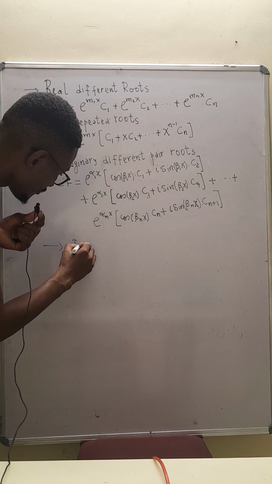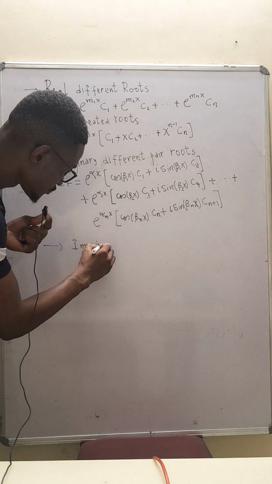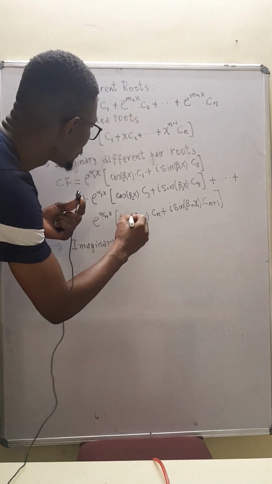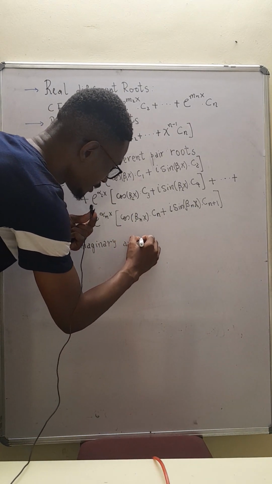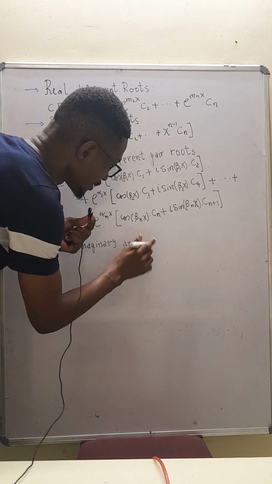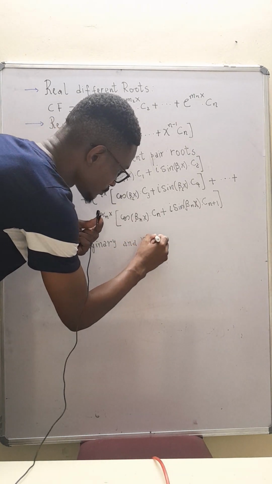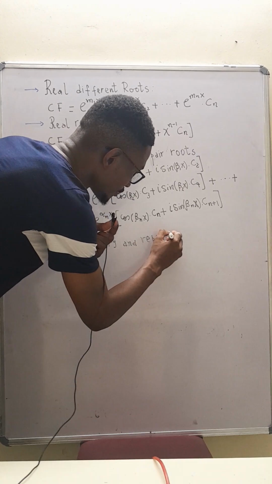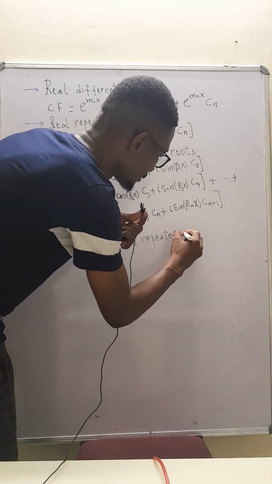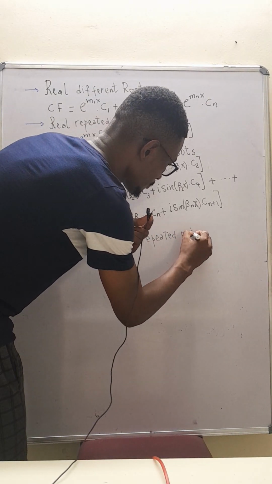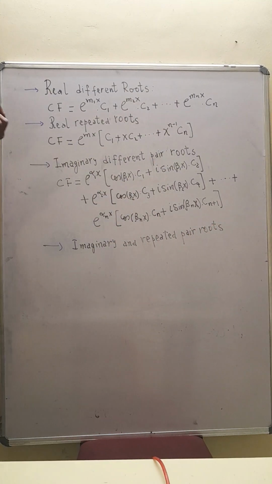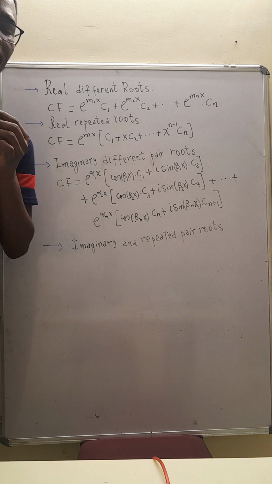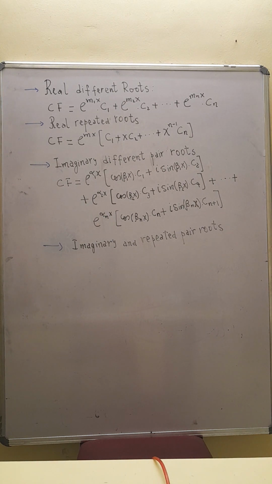So when we have imaginary and equal, or repeated, imaginary pair roots, that's the point. When we have imaginary repeated pair of roots, how do we write the entire solution?